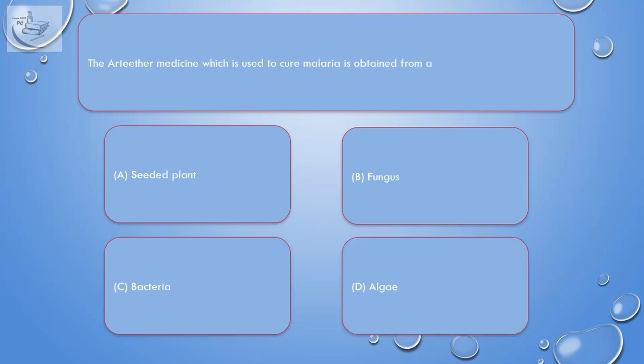Question: the artemether medicine which is used to cure malaria is obtained from a A. Seeded plant. B. Fungus. C. Bacteria. D. Algae. Correct answer is A. Seeded plant.